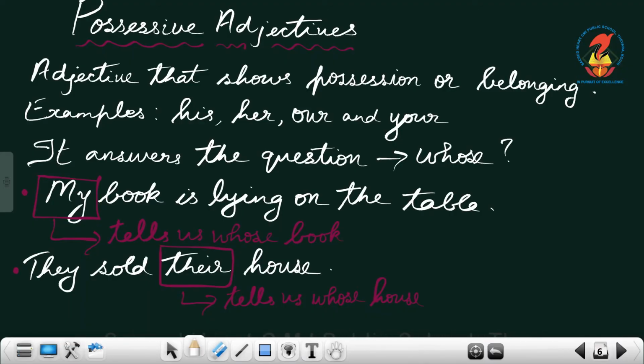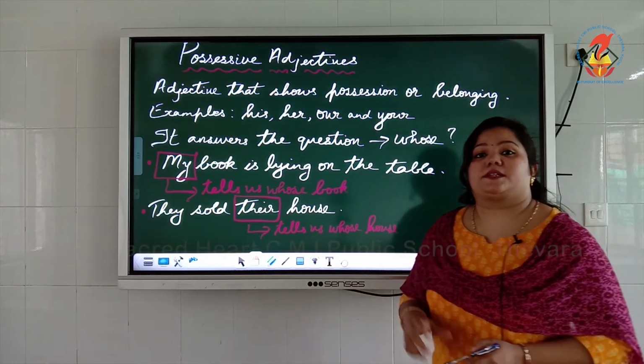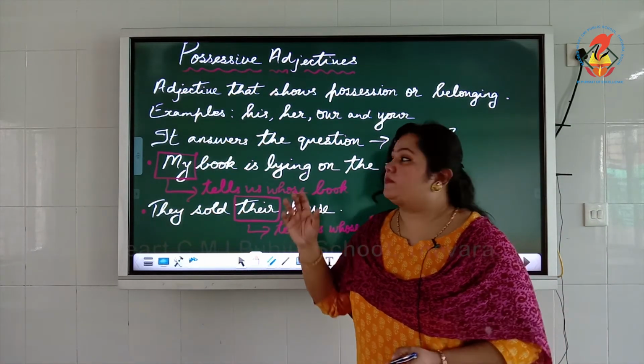The next adjective which we need to learn is the possessive adjective. Okay? Now what is this possessive adjective? It is said that adjectives that show possession or belongings, right? The word possessive means you have a feeling of oneness or belonging, a feeling of ownership. So basically adjectives tell us or show possession or belonging. And examples like his, her, our and your are words that are possessive adjectives. So if you find words like this in a sentence, that is a possessive adjective.